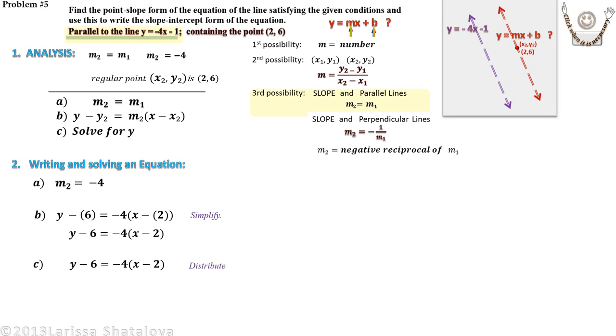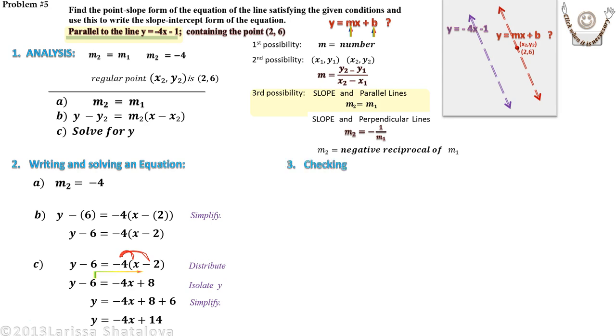Negative 4 times x and negative 4 times negative 2. Now we have y and negative 6 equals negative 4x and positive 8. We have to move negative 6 from the left to the right and simplify. But don't forget, when you are moving a term, you have to change sign. So now y is negative 4x and positive 14.